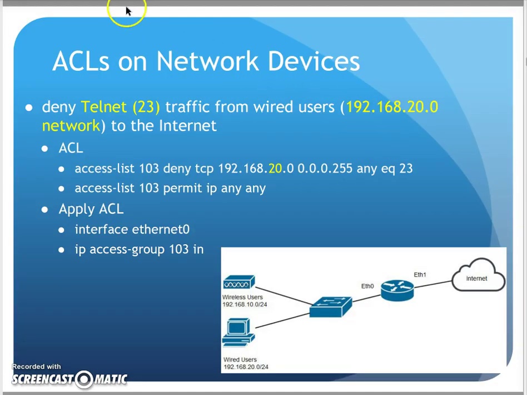With Telnet, I want to deny Telnet from a certain group. In this case, I want to deny Telnet from the 192.168.20 network. So deny TCP equal to Telnet, 192.168.20 network .0 wildcard mask 0.0.0.255. Pay attention to 192.168.20. 255 says I don't care what node, and that will deny Telnet to that particular subnet.